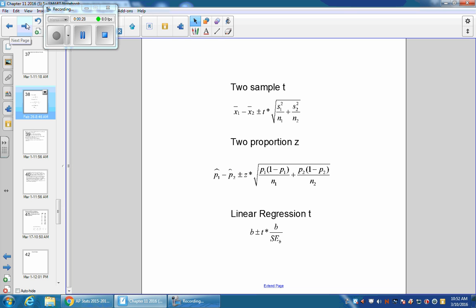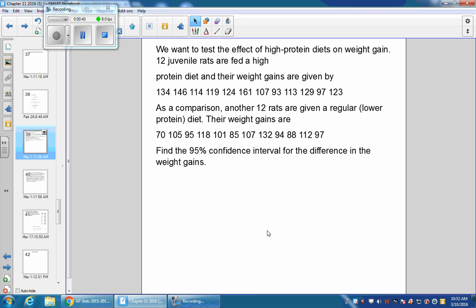Now, keep in mind with the two proportions, we use the formula for proportions for confidence intervals, not the one that we use with hypothesis tests. Here's the first one. We want to test the effect of high protein diets on weight gain. 12 juvenile rats are fed a high protein diet and their weight gains are given below. As a comparison, another 12 rats were given a regular diet. Their weight gains were below. Find a 95% confidence interval for the difference in their weight gains.